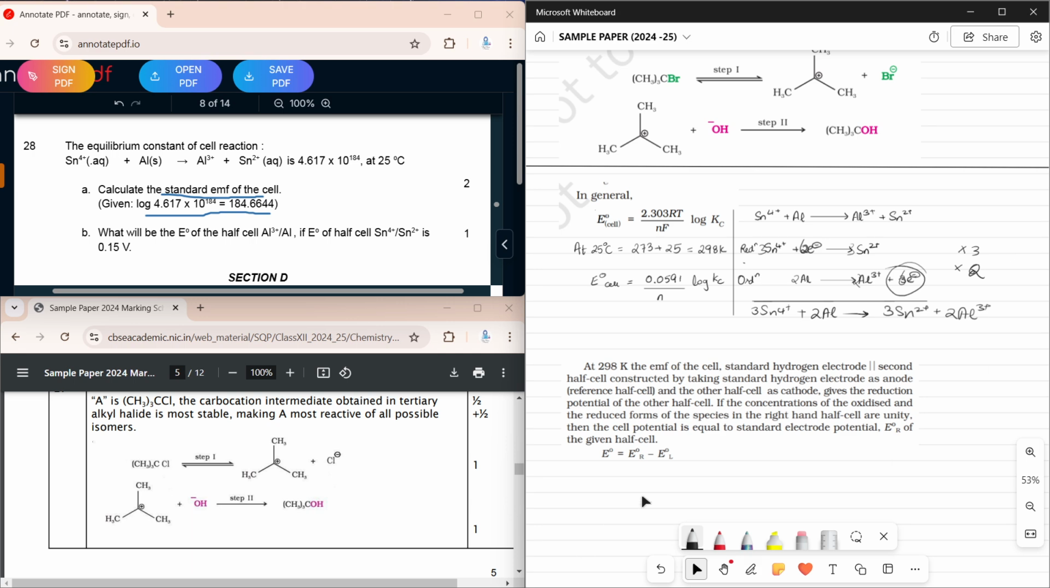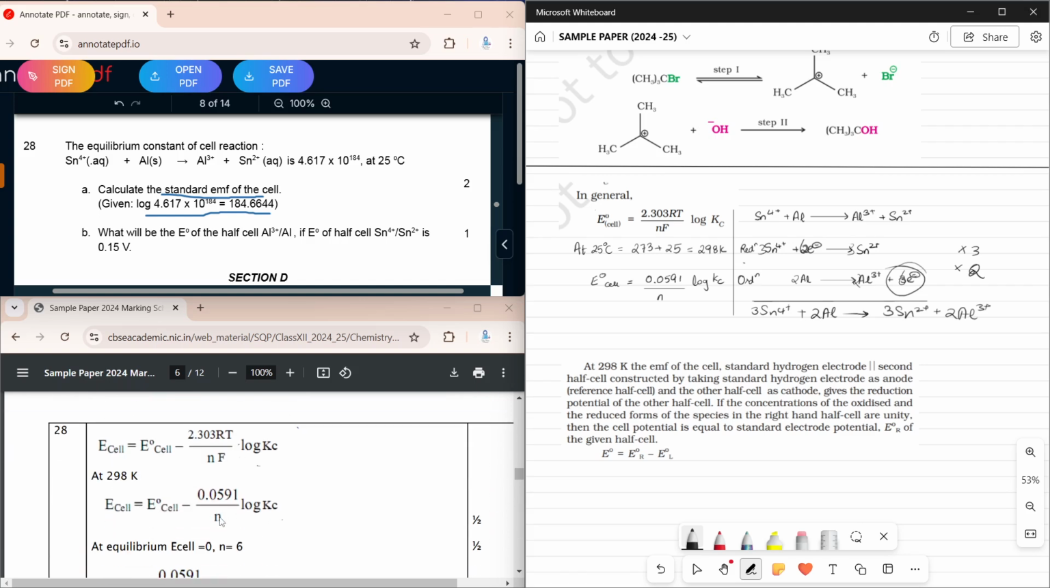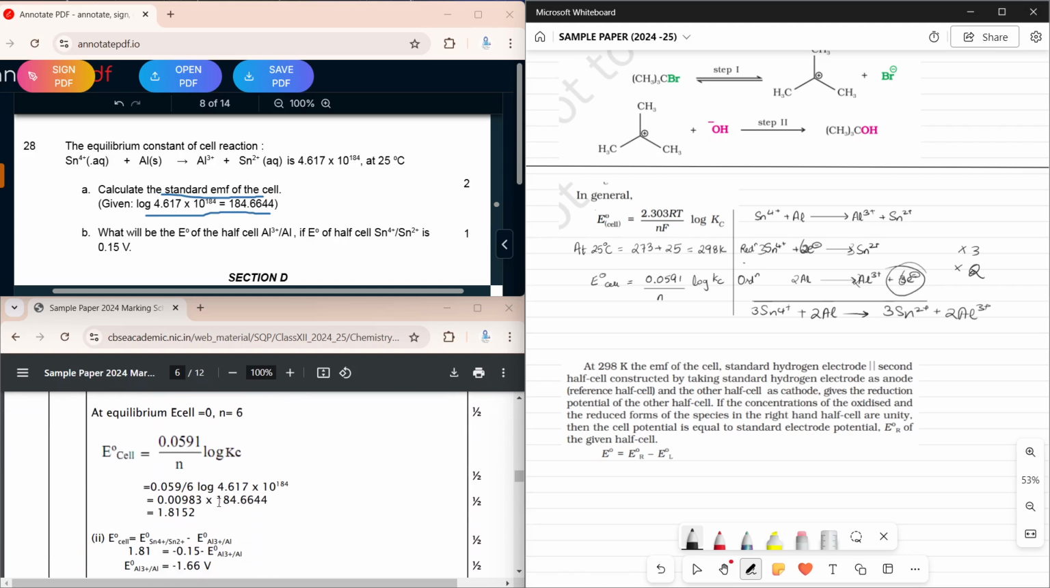Okay, so you just have to substitute it and you'll have to solve the equations to get to the value of E naught cell. And notice they started with 0.0591, and then in the next equation you can just ignore the one and just do 0.059 and you should be fine. Okay, so you're getting the value of the E naught cell, and the next question is what will be the E naught cell if E naught of half cell is so and so. So we've been given the value of one of them. We just need to figure out the value of E naught cell of the other.